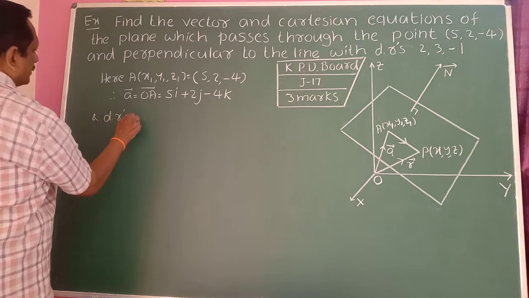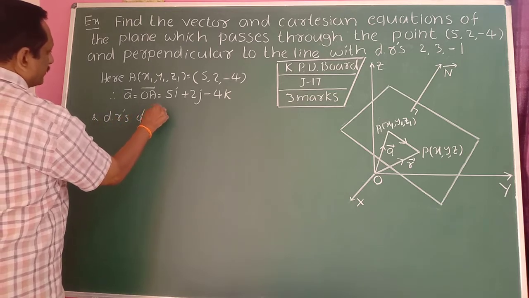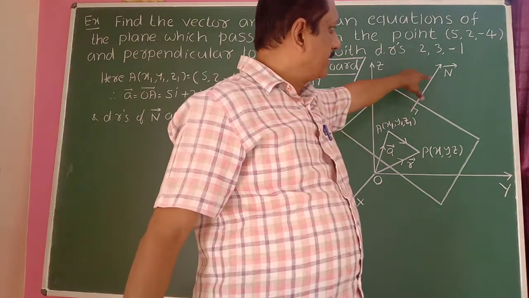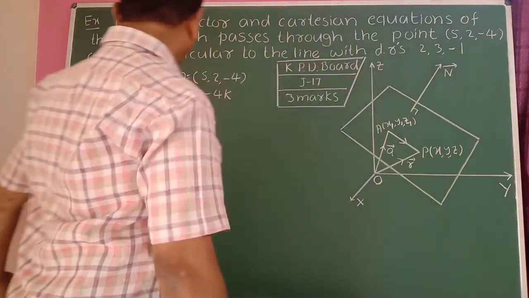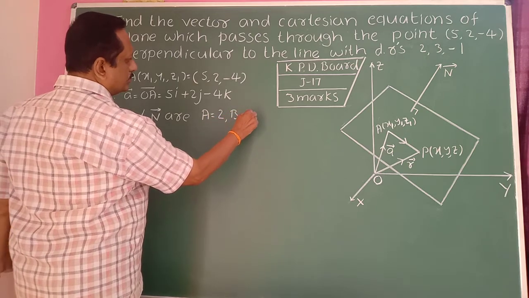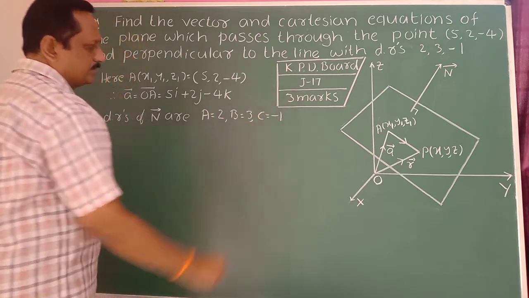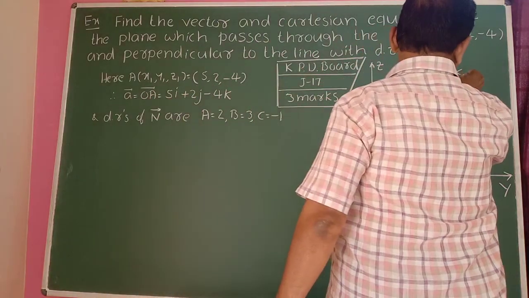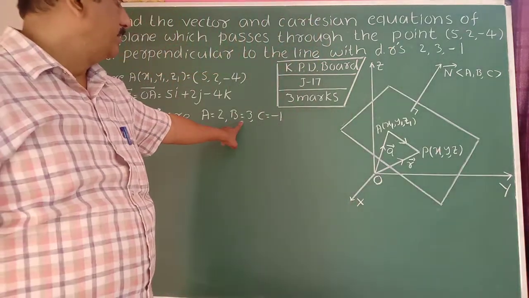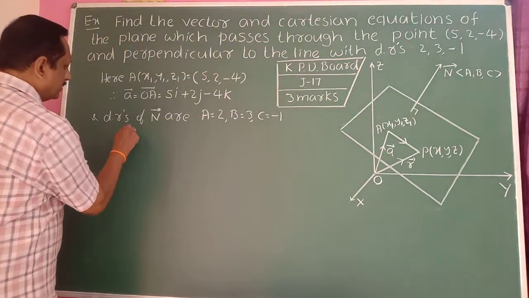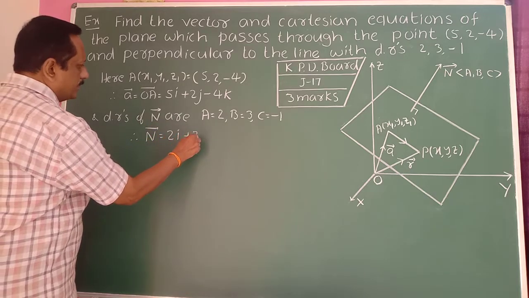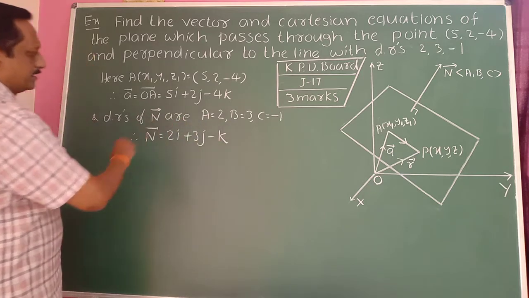The direction ratios of n bar are 2, 3, minus 1. Therefore a is equal to 2, b is equal to 3, and c is equal to minus 1. So a, b, c are the direction ratios. Therefore the vector n bar is 2i plus 3j minus k.